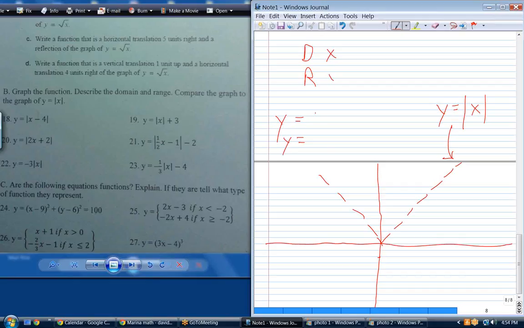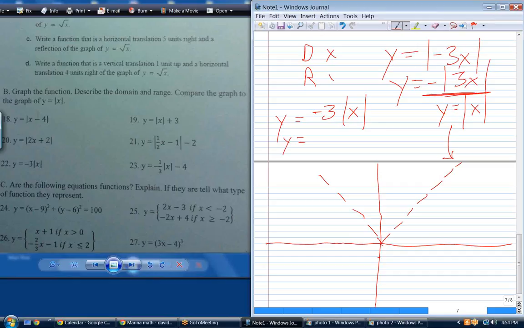22, y is equal to -3x. Now, notice that this is different than y equals absolute value of -3x. It's even different than y equals negative absolute value of 3x. In other words, the 3 in this case here is inside the function. It's also inside the function there, but here it's in front of the function. The difference is this represents a vertical stretch. This represents a horizontal shrink.